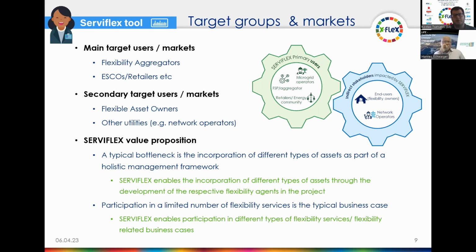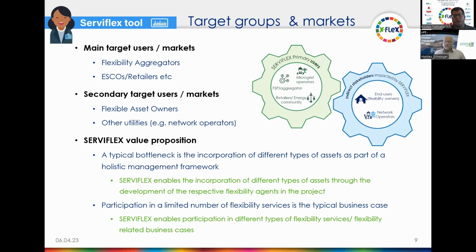business value from the SERVIFLEX tool functionalities, while secondary target users are considered the flexible asset owners, as the owners of the DERs that can offer the flexibility to the markets, and therefore we can offer this functionality in order to facilitate them on the way of enrolling these flexible assets in the marketplace environment, while other utilities in the energy sector, with main focus on the network operators, can benefit from the functionality offered by this tool, as these are the stakeholders that will benefit from the flexibility that will be available in the market.